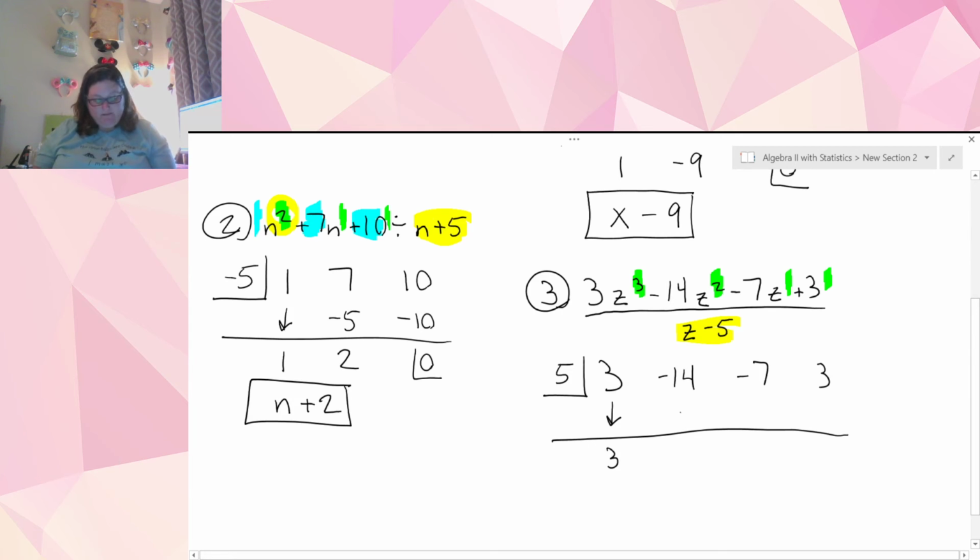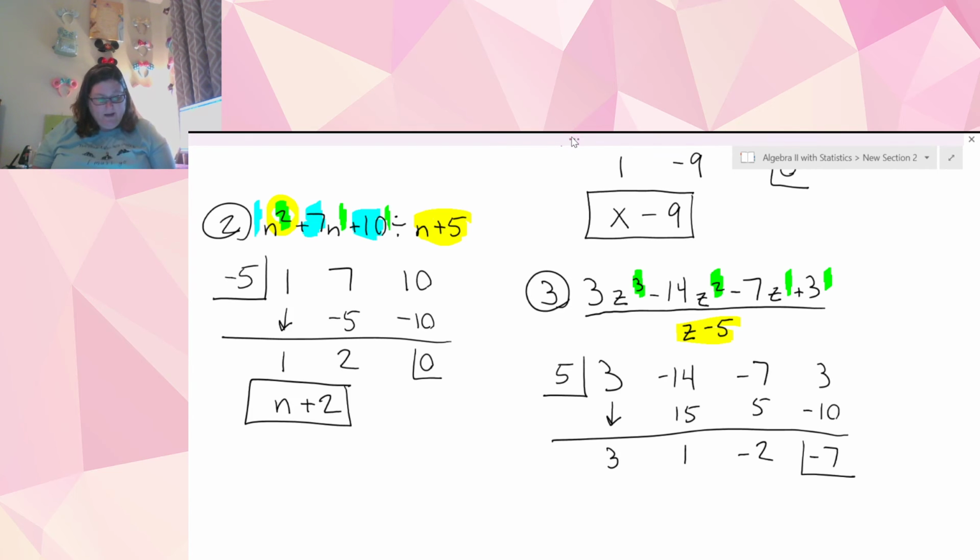So we do 5 times 3 is 15. Negative 14 plus 15 is 1. 5 times 1 is 5. Negative 7 plus 5 is negative 2. 5 times negative 2 is negative 10. And 3 plus negative 10 is negative 7. So I have a remainder on this one. And that's not a problem. It's really easy to deal with.